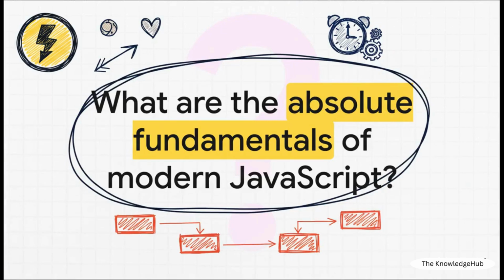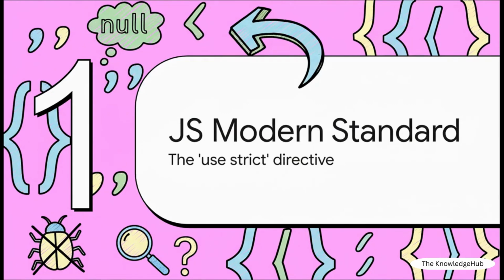So what are those fundamentals, really? Think of this as a journey from the ground up. We're going to start with the rules of the road, and then we'll get our hands on the actual building materials of the language. All right, first up, we need to understand the core principles and standards that shape how modern JavaScript is actually written. And it all kicks off with one simple but incredibly important little line of code.